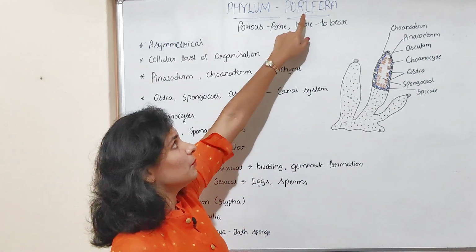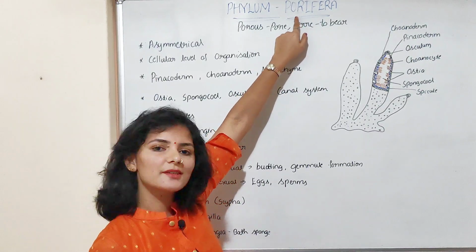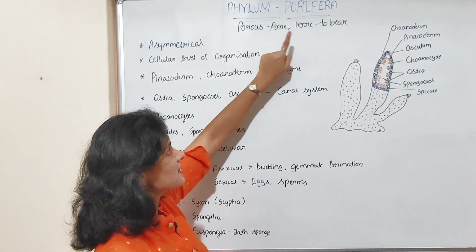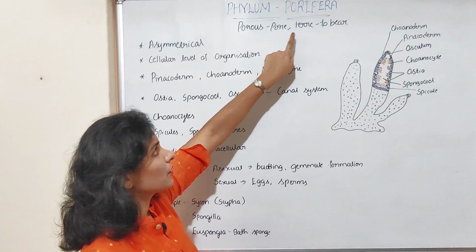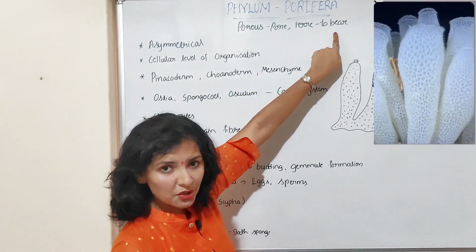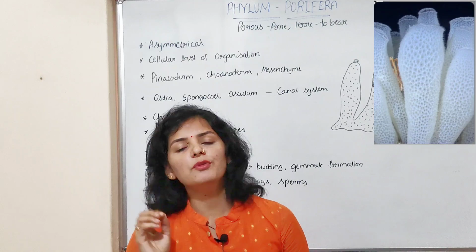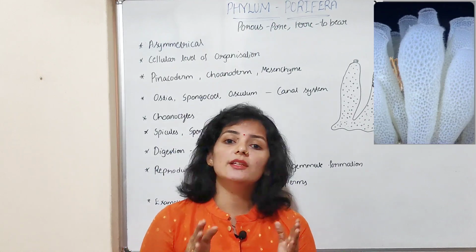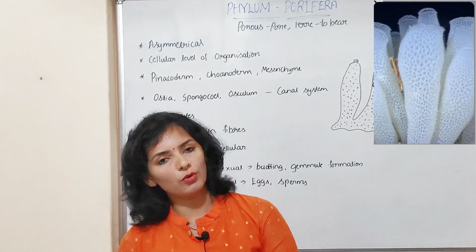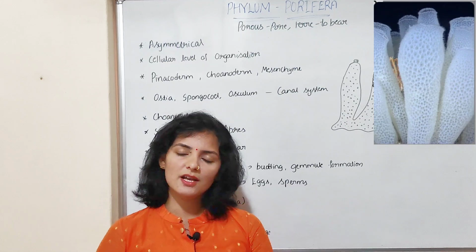Units of phylum Porifera. The name Porifera is derived from two terms, that is porous and ferre. Porous means pore, ferre means to bear. So these are organisms bearing pores, or the body of this organism consists of numerous pores. That's why these poriferans are also commonly called sponges.